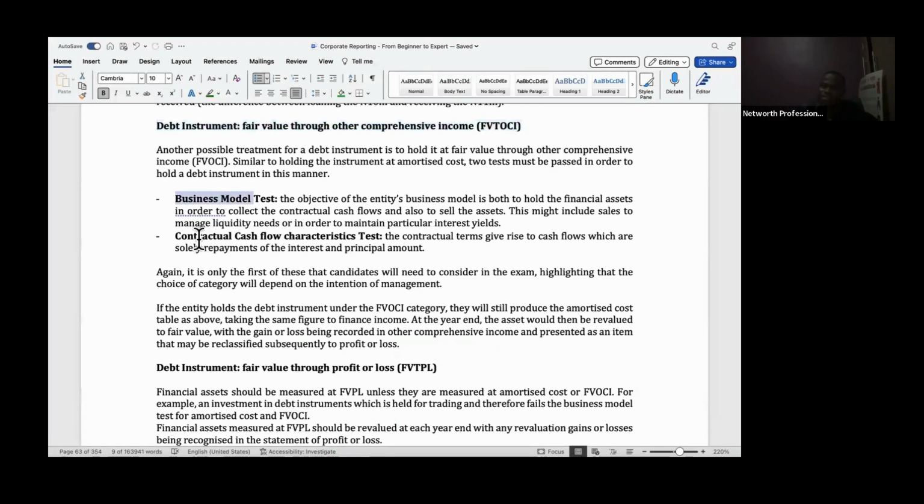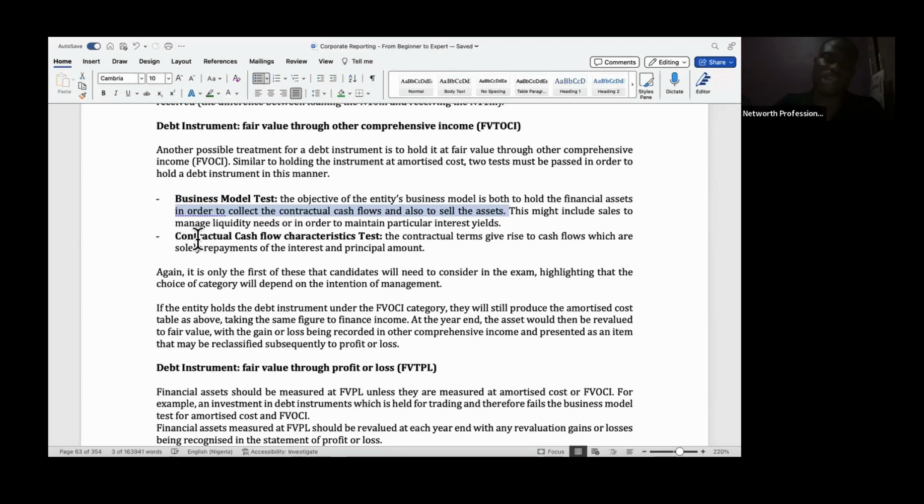Again, you look at the business model and the contractual cash flow. The business model is that second one I mentioned, where, in addition to collecting interest and principal, you might also sell the financial asset if you see the opportunity for a higher yield. So before you can classify at fair value through OCI, the business model is that you want to collect interest and principal, and you can also sell the financial asset.